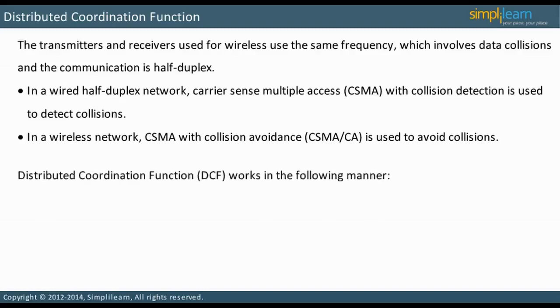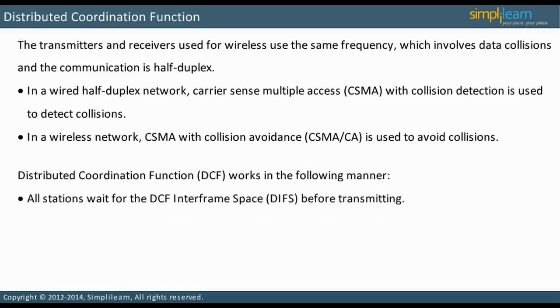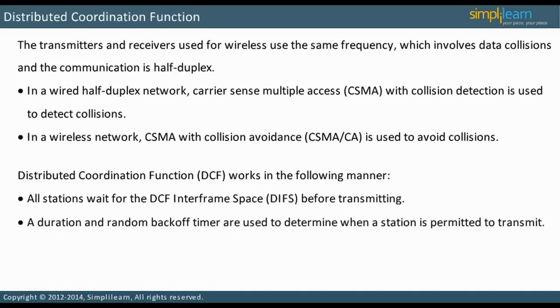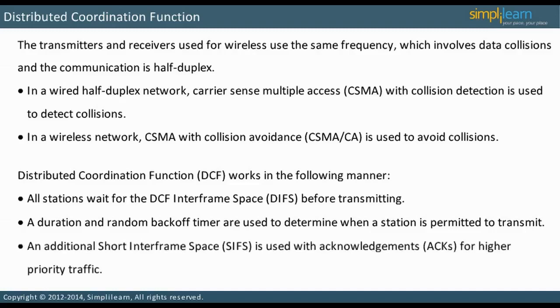Let us now see how DCF works. All stations wait for the DCF interframe space before transmitting. Then, a duration and random backoff timer are used to determine when a station is permitted to transmit. DCF also accommodates higher priority traffic. This involves a short interframe space with acknowledgments. In the next slide, let us discuss a wireless station.